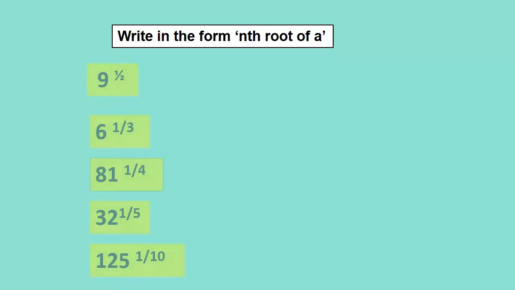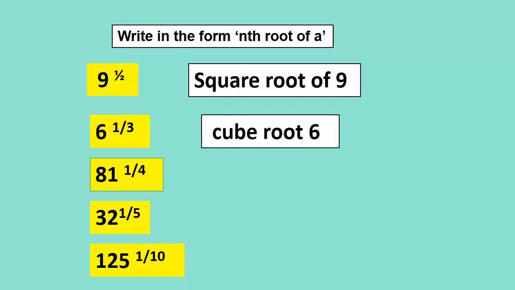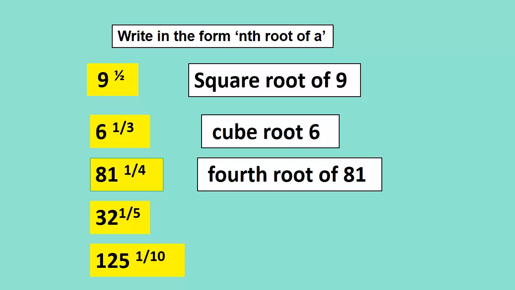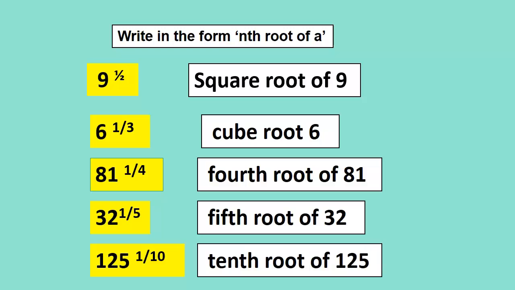Now, write in the nth root of a. Now we have done this practice. So 1 upon 2 means square root. So we write square root of 9. 1 upon 3, cube root of 6. 1 upon 4 means 4th root of 81. 5th root of 32. 10th root of 125.